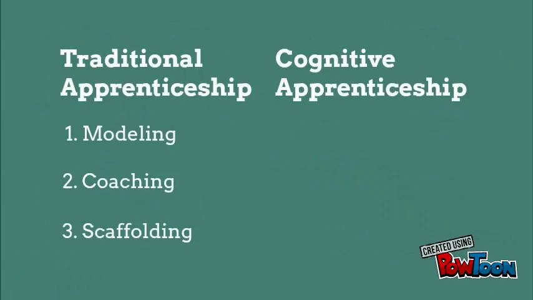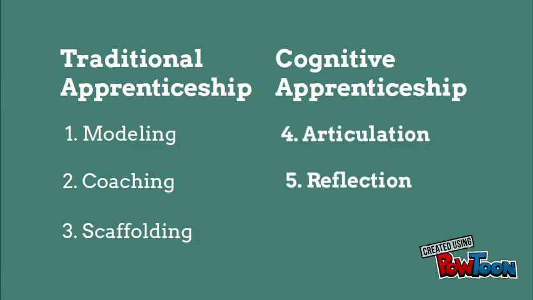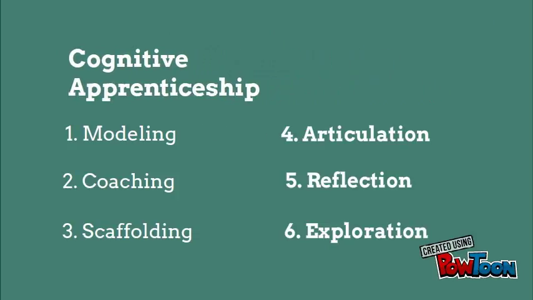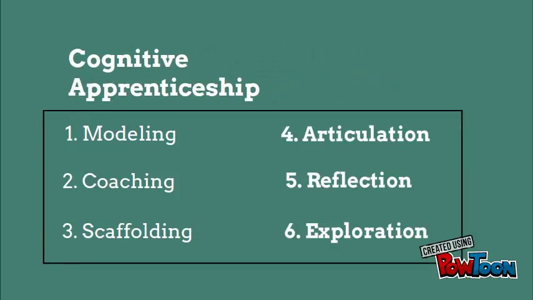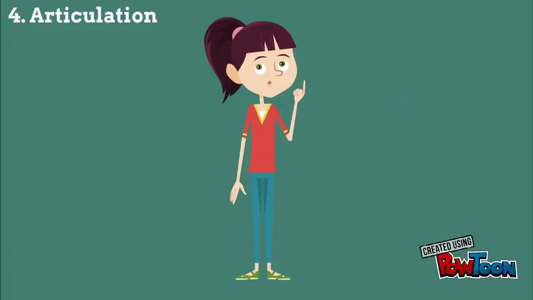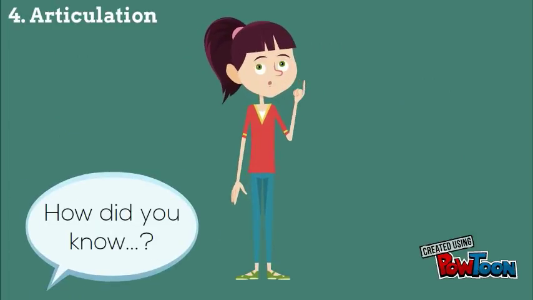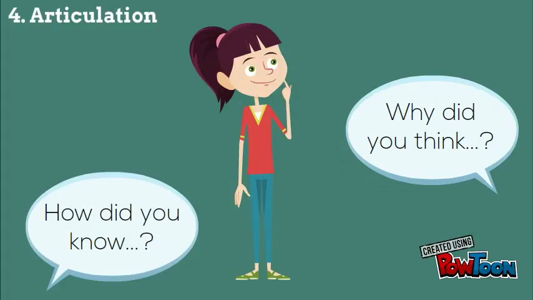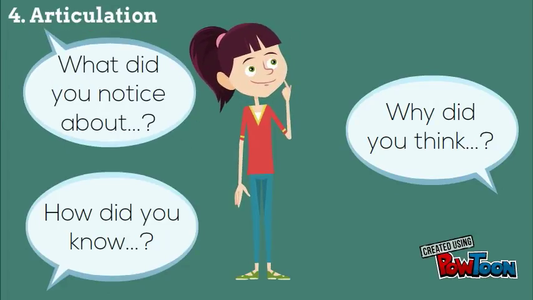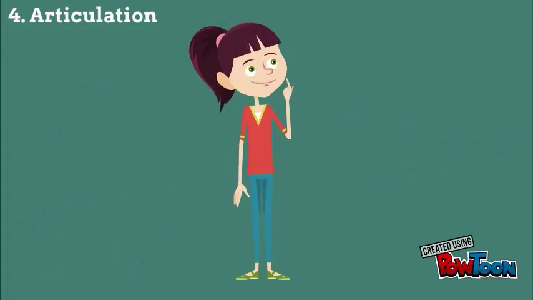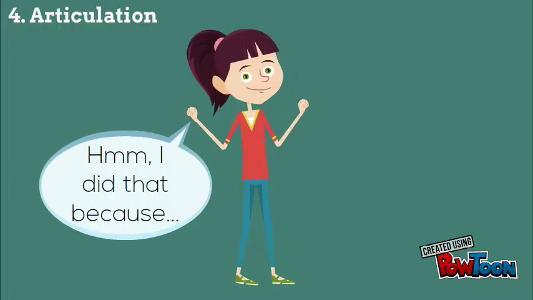The cognitive apprenticeship model lays out 3 additional stages to the traditional model. In the articulation stage, the learner is asked to discuss what they've learned and about their decision-making process up to that point, in order to make the learner aware of his own cognitive development.